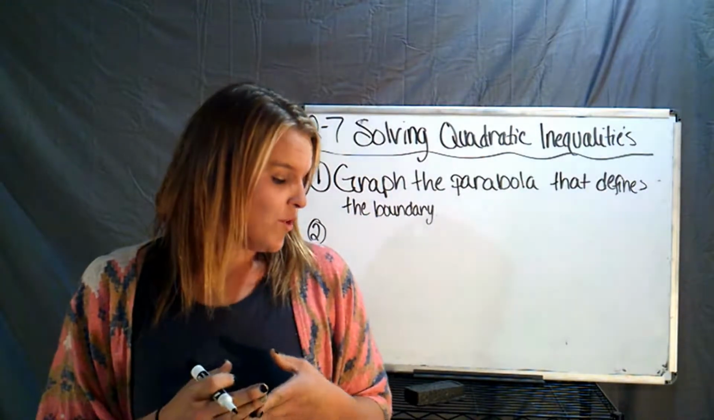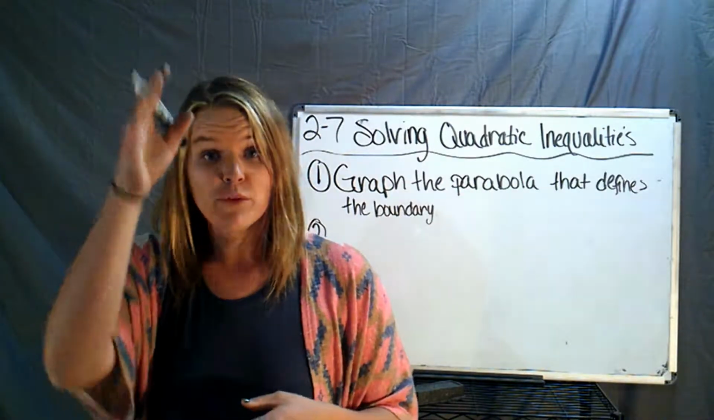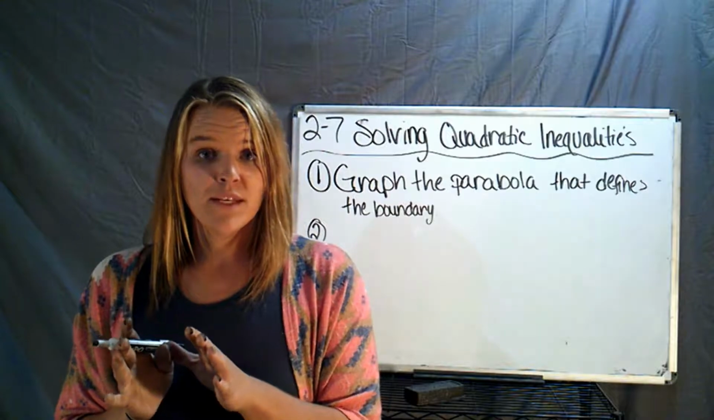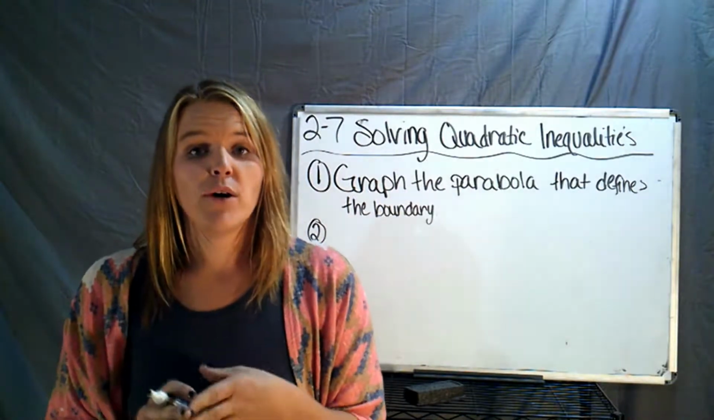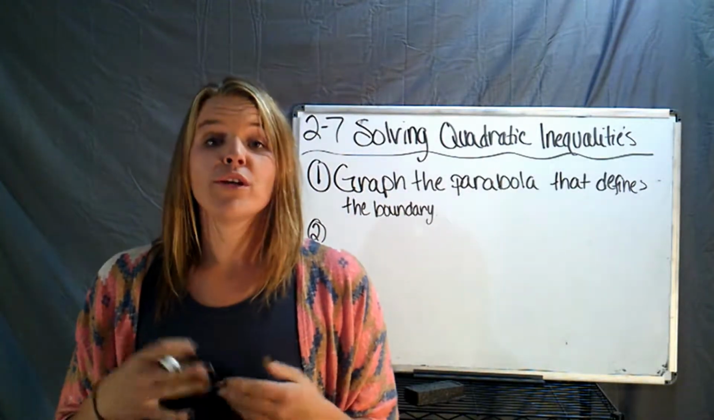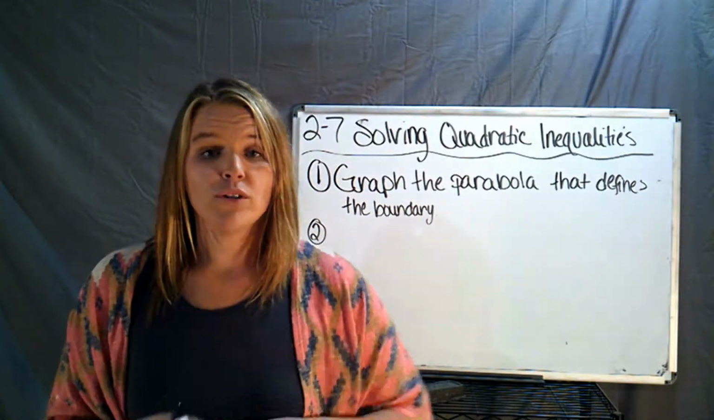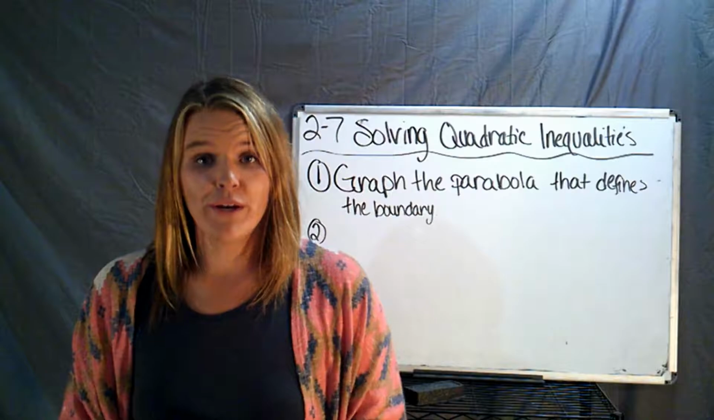So for step 2, when we're drawing the parabola, we're going to use a solid line when we're talking about less than or equal to, or greater than or equal to. And then we're going to use a dashed line when our inequality shows a less than sign or a greater than sign.